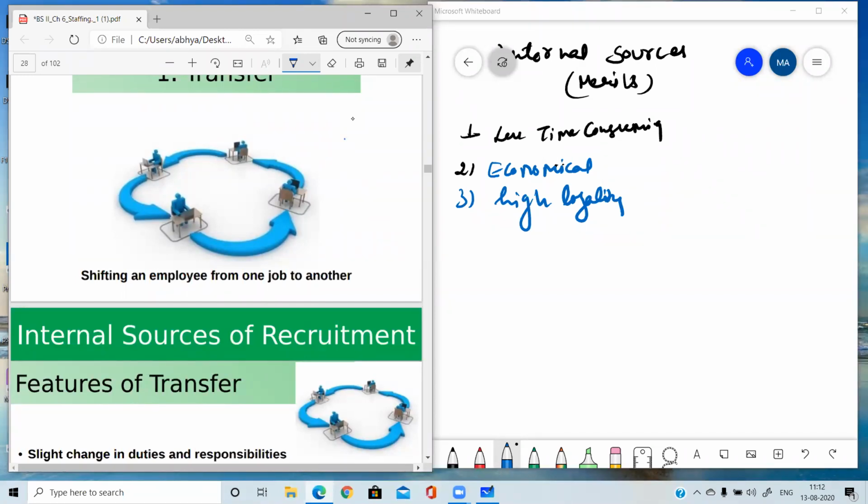Because if the person is working for 5 years in our organization and he is promoted, he is very much satisfied with the organization, then there are very few chances of leaving the job. But suppose we are getting an employee at the higher level, top level post from the outside, then we don't know that employee, we are not able to know about his honesty level, about his integrity level, and we can't say whether he will be continuing with our organization or not. So there will be chances of loyalty.